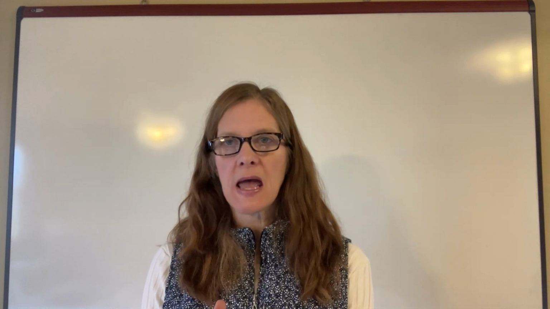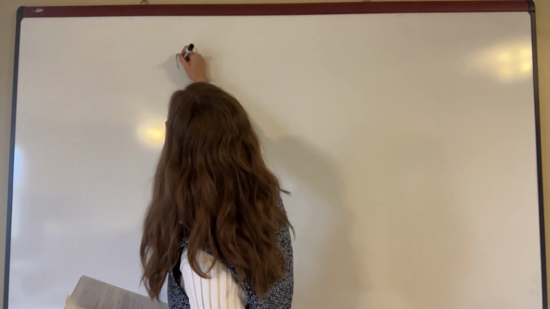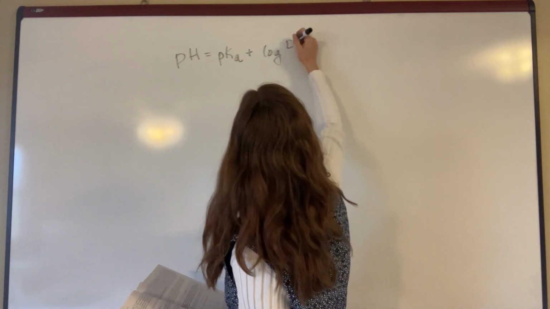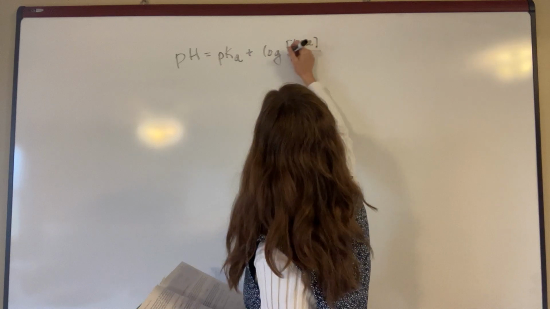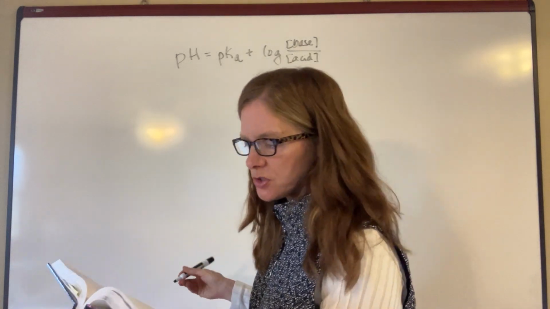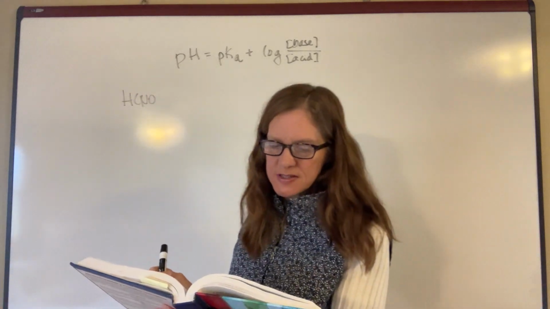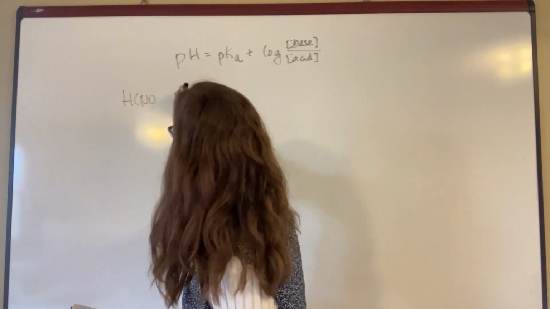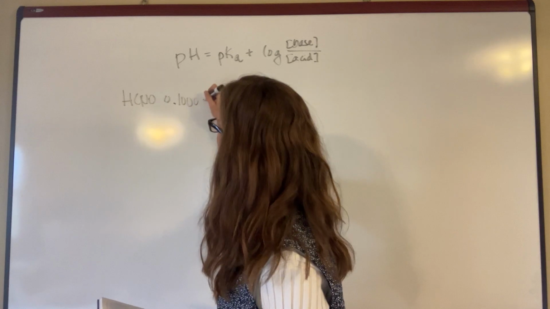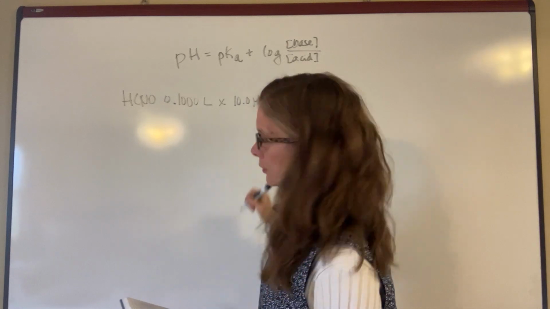But in order to use that, I have to find a couple of things first. So let's get the equation up here. pH equals pKa plus the log of the concentration of the base over the concentration of the acid. Okay, so let's start with HCNO. It says that I have 100 milliliters of 10 molar. So if I have 100 milliliters, that's going to be 0.100 liters times 10 molar.